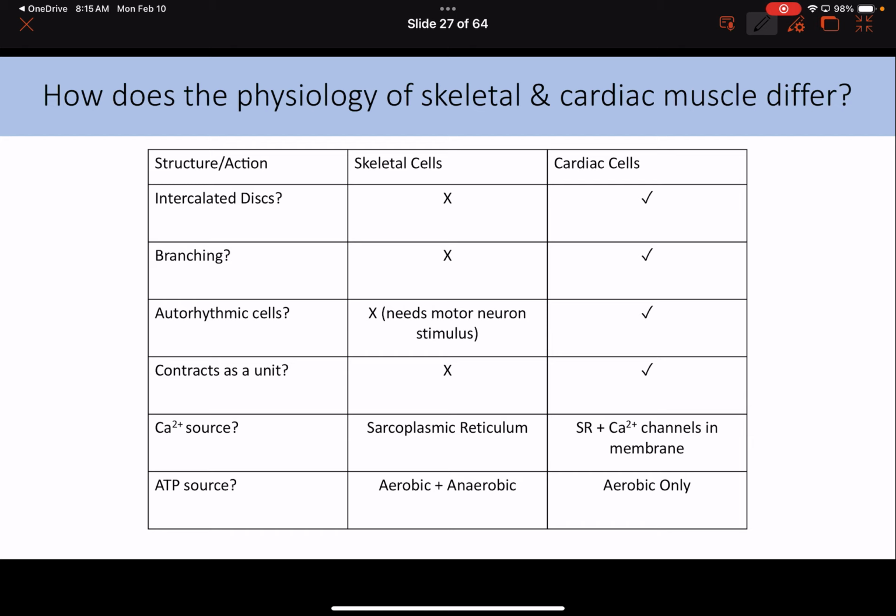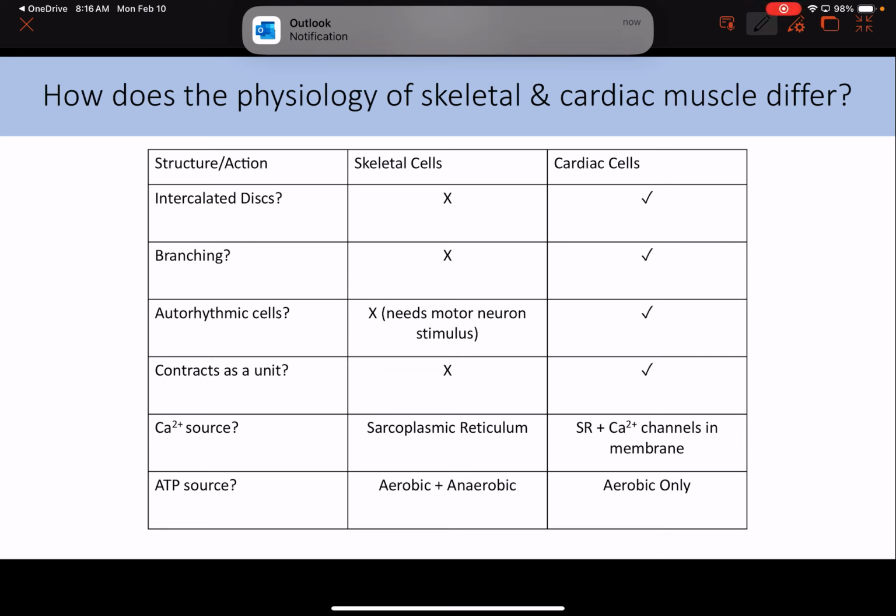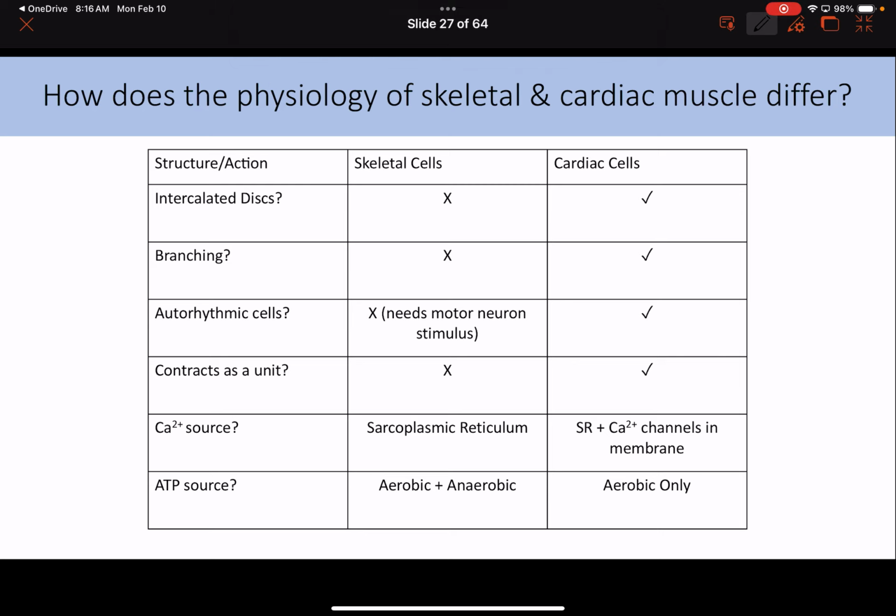And then the ATP source: skeletal muscle cells, you should know, can do both aerobic and anaerobic pathways. You use aerobic more for long distance running, or maybe yoga or things like that. Anaerobic you would do for things like HIIT, where you're doing really intensive movements for a short amount of time, or really heavy lifting. So if you go to the gym and you're trying to reach your maximum and you're only doing 2 to 3 repetitions, you would be using anaerobic then.